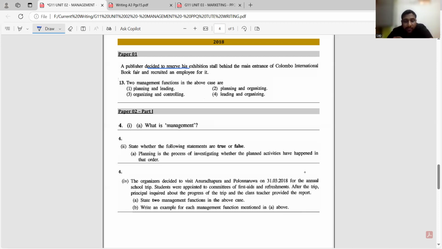And after that, he recruited an employee. Now for him to do that task, he needs relevant resources. I told you, getting those relevant resources and allocating them. Resources can be materials, labor, anything. So getting those resources comes under organizing. Then planning and organizing is there in the second option.